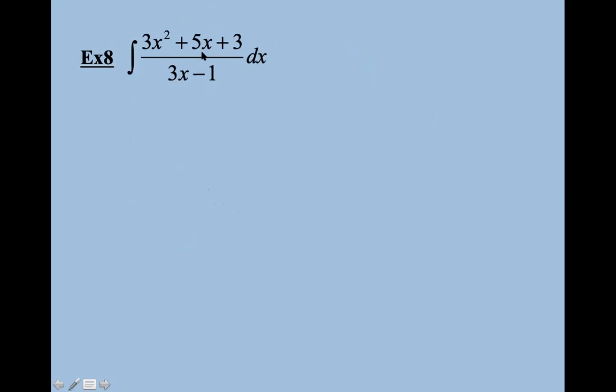All right, so fraction time. So fraction, is it an ln? Oh, I doubt it. What's the derivative of 3x minus 1? It'd be 3. I'm certainly not going to get that. So it's not an ln.